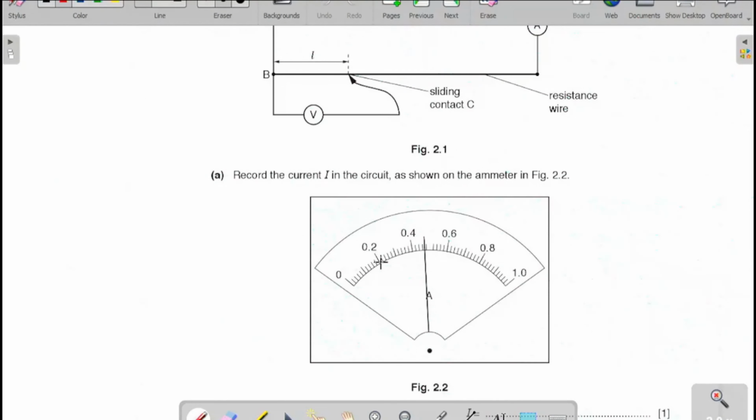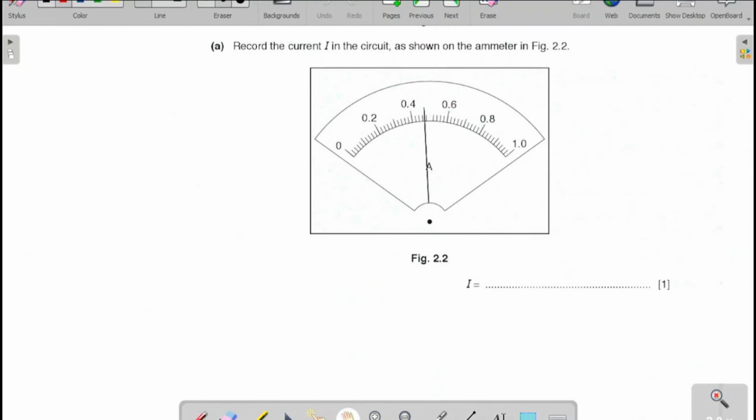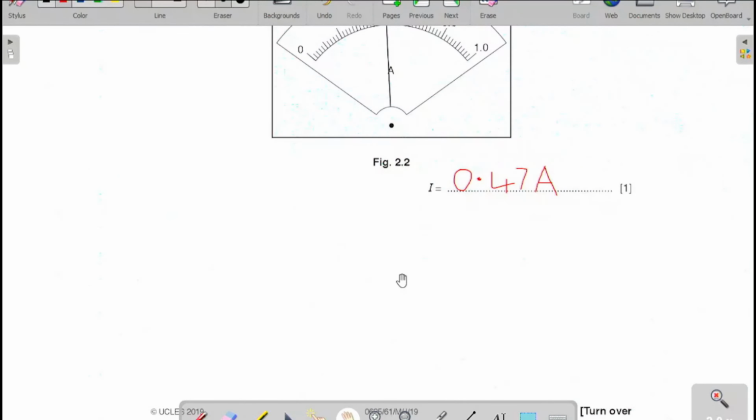So we have 0.2, this should be 0.3, this is 0.4, and this should be 0.5 here. So this should be 0.42, 0.44, 0.46, and in between 0.46 and 0.48 we have 0.47. So the answer should be 0.47, and then the unit of current is ampere. We need to put the unit there. Let's go to the next question.